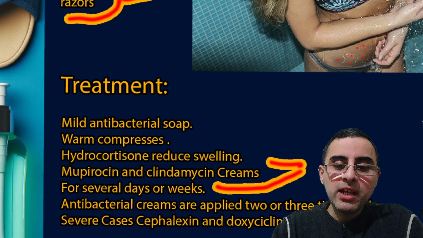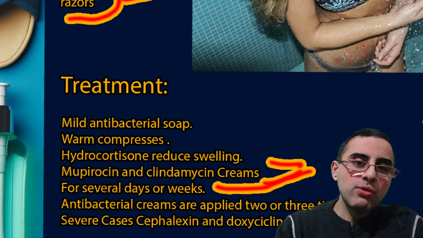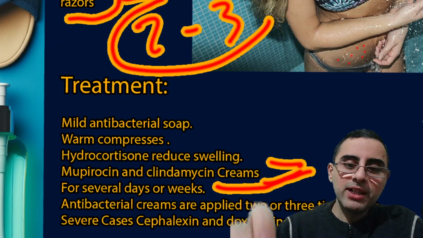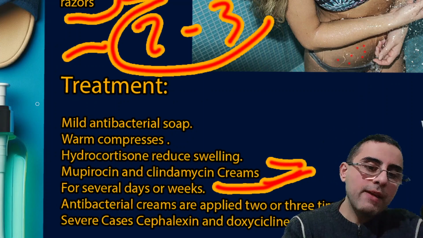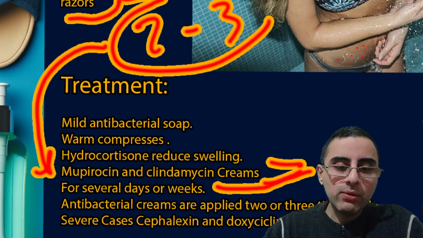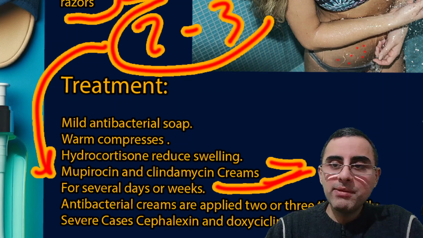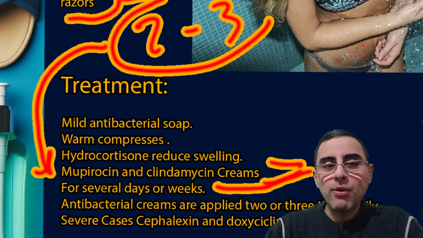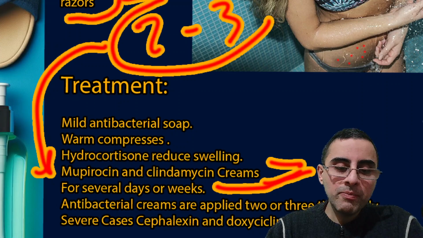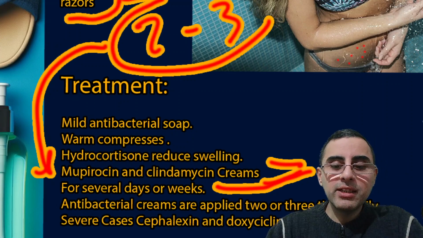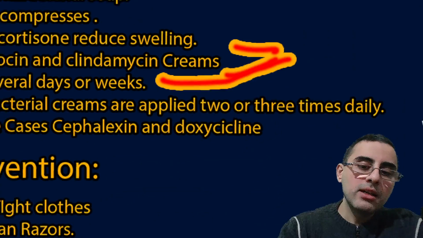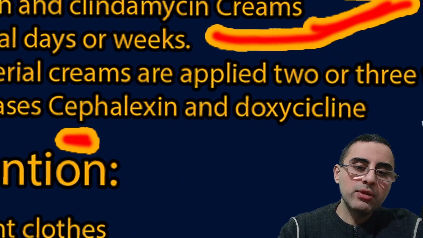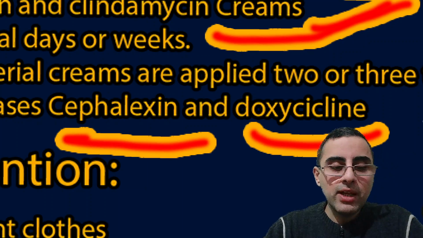Mupirocin and other antibiotic creams are usually used 2 to 3 times per day for several days, and usually it's an effective treatment of mild folliculitis. Regular showering is also important, and drying the skin is important also. In severe cases, oral antibiotics like cephalexin and doxycycline are used. These antibiotics are important in case of severe folliculitis.